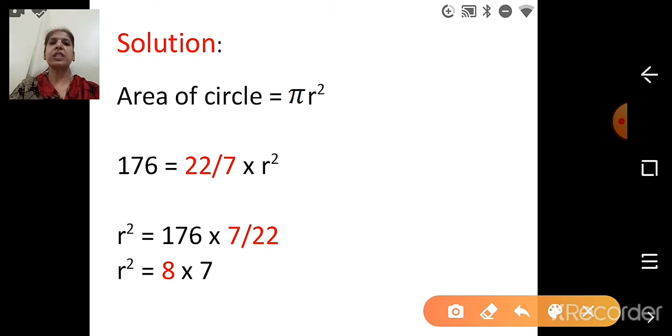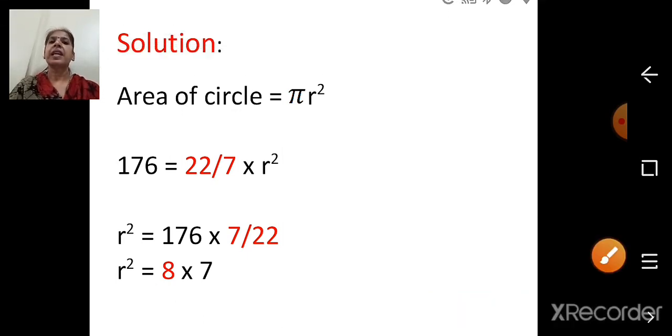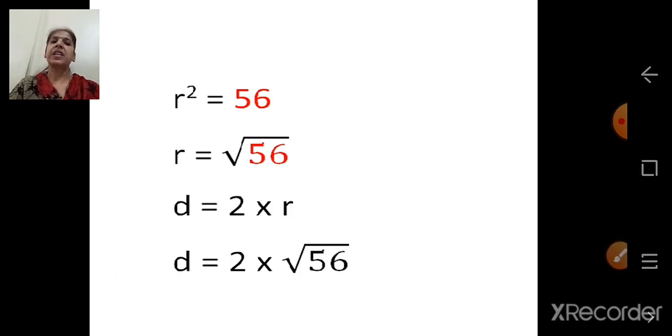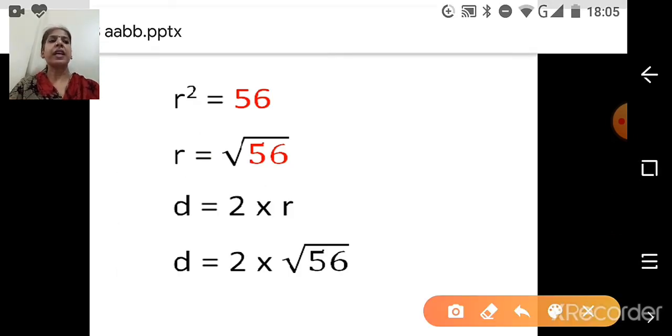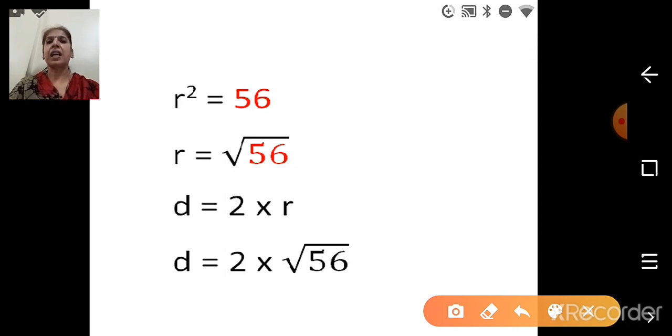It is 22 eights. So r square is equal to 8 into 7. 8 sevens is 56. So r square is 56. But we have to find r. So how will we get r? Taking the square root. So the square root of which number? 56.